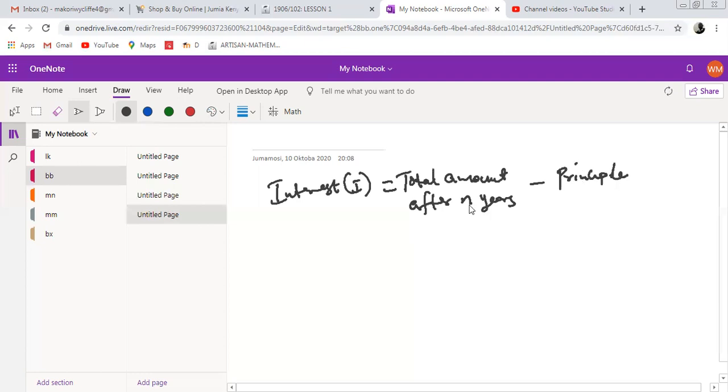Remember, n years, I simply mean in a year. It can be 4 years, 5 years, 6 years, 10 years, in a year that we are referring to, minus the principal. So, for example, you can be told that a person borrowed a loan of 100,000, and then you are told that this loan was supposed to be paid after 4 years.